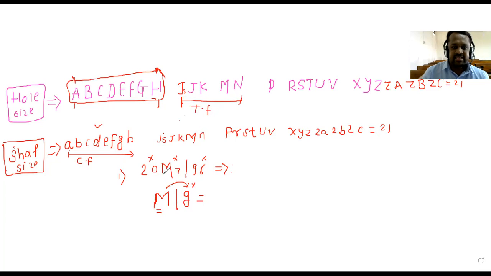If this initial capital letter lies between P to ZC, then we can call it the interference fit. It is the interference fit.